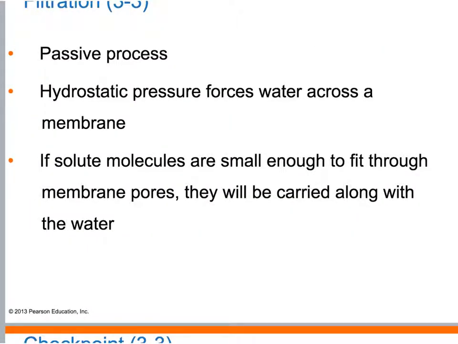Another type of movement is filtration. It's a form of passive transport, and hydrostatic pressure forces water across the cell membrane. An example would be coffee. If solute molecules are small enough to fit through the membrane pores, they will be carried along with the water. A tea bag is another example.